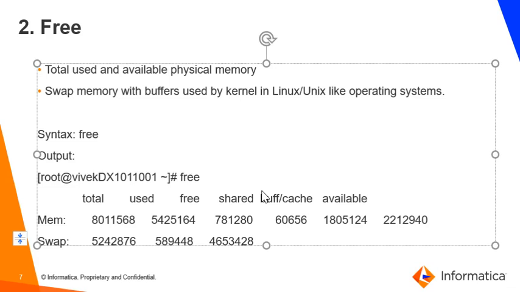The syntax of the command is free. When we run free on the server, it will give us the total memory, which is 8011 MB, out of which 5425 MB is used and 781 MB is free. On the swap memory, you can see the total swap memory available on the server is 5242 MB, out of which 589 MB is used, and free memory is 4653 MB.